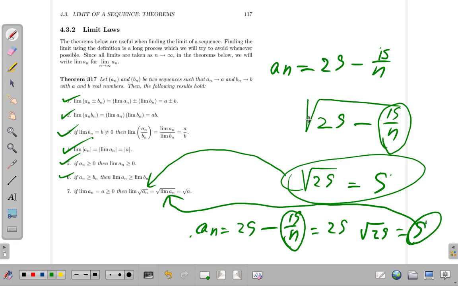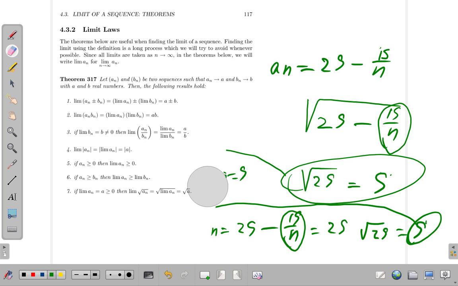Now, what we therefore have is the square root of the limit. The square root of 25 is 5. So it works for this example. And I can assure you it works for other examples. Whatever example you find, it will work. And I say that in the absence of the proof. As I say here, finding the limit using the definition is a long process. We won't bother to look at the mathematical proof. We just look at this example.